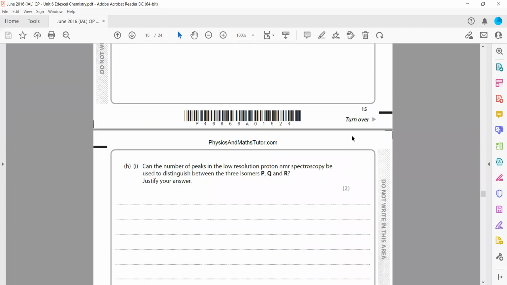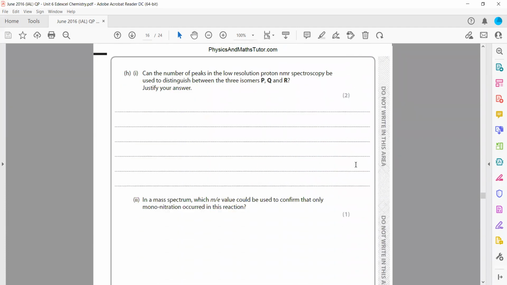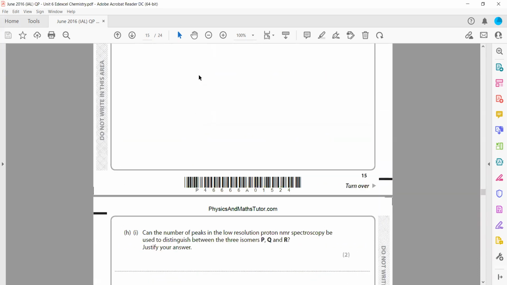Then, can the mass to charge ratio in a mass spectrum be used to confirm that only mononitration occurs in this reaction? In the mass spectrum, the mass to charge value could be used to show mononitration. Mononitration means only one nitro group is attached, unlike if multiple nitration is there. So which fragment can be used to show that mononitration is done?